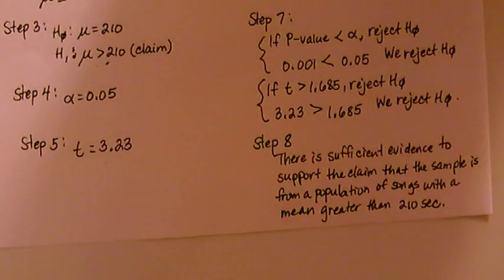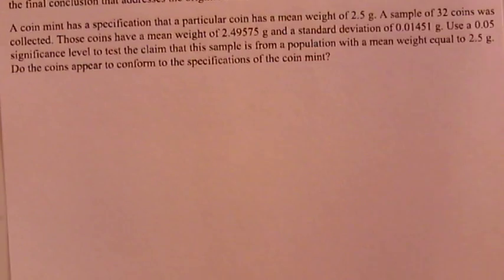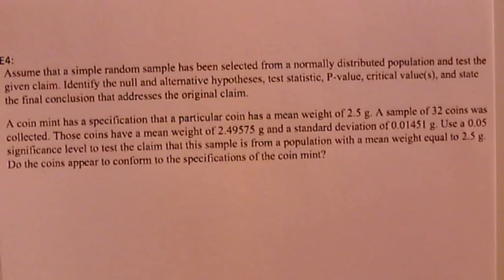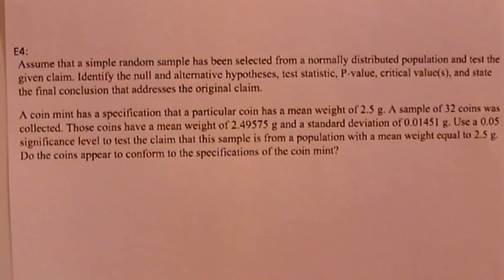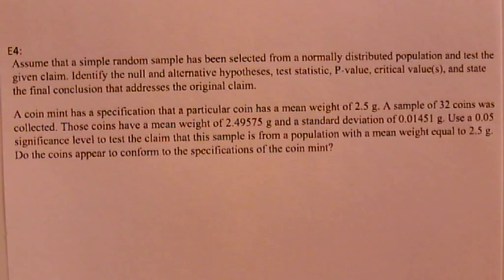Okay, let's look at another example. And I'm going to apply that 8-step procedure that I did in the last example as well to this one. Assume that a simple random sample has been selected from a normally distributed population and test the given claim. Identify the null and alternative hypothesis, test statistic, p-value, critical value, and state the final conclusion that addresses the original claim.